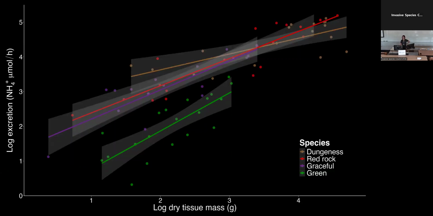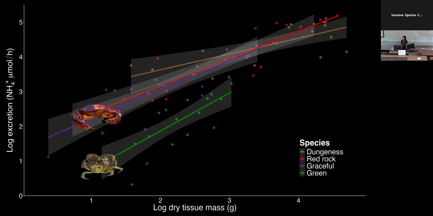So here, our first figure, on the x-axis, we can see the log transformed dry tissue mass. And as that dry tissue mass increases, we see an increase in the log excretion rate measured in micromoles of ammonium per hour. And so for our 3 native crab species, shown here with our purple, red, and tan lines, we can see that these native crab species have a higher excretion rate than our invasive green crab shown here in green. So that is really, really interesting because it means that, oh, down is forward.